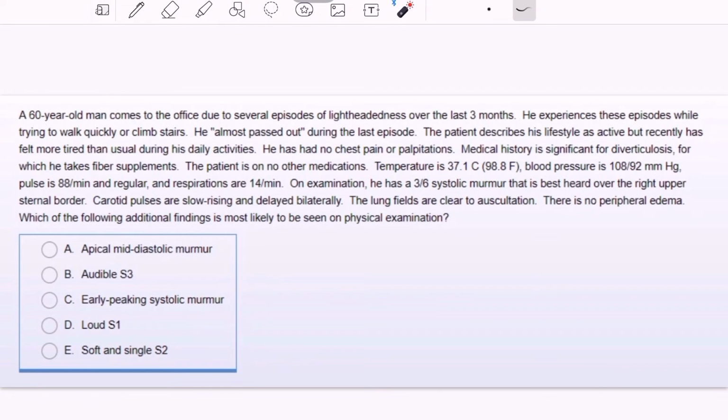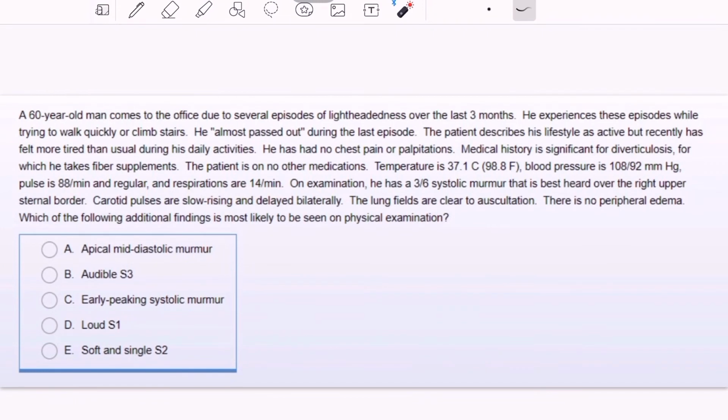Medical history is significant for diverticulosis, for which he takes fiber supplements. They will throw things like that to divert your attention, but ignore these things. The patient is on no other medications. Temperature is 37.1, so not that high. Blood pressure is 108/92. Pulse is 88 per minute, and regular, respirations are 14 per minute.